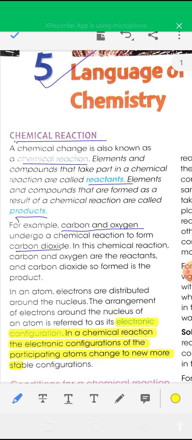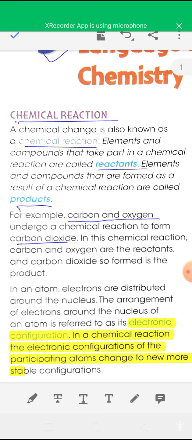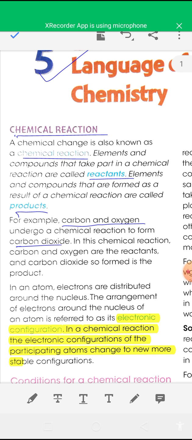It is the arrangement of electrons around the nucleus in different circular paths of an atom. And in a chemical reaction, the electronic configuration of the participating atoms changes to a new, more stable electronic configuration. So after the chemical change, the electronic configuration of the participating atoms changes, and a new, more stable electronic configuration is formed.